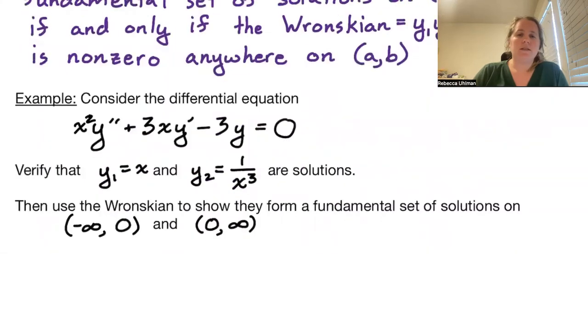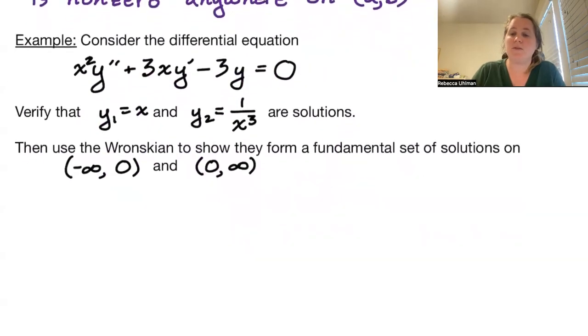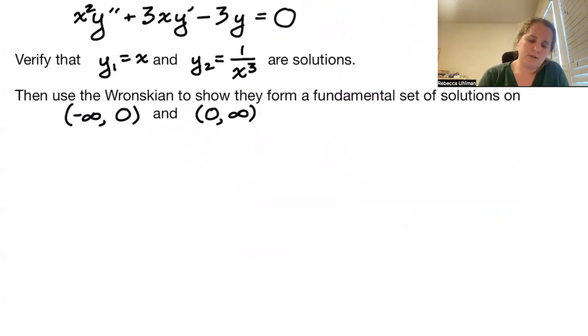So let's go ahead and consider the differential equation x squared y double prime plus 3xy prime minus 3y equals 0. And let's verify first that y1 equals x and y2 equals 1 over x cubed are solutions. And then we'll use the Wronskian to show they form a fundamental set of solutions on both negative infinity to 0 and 0 to infinity. So first thing we need to do is just check their solutions.